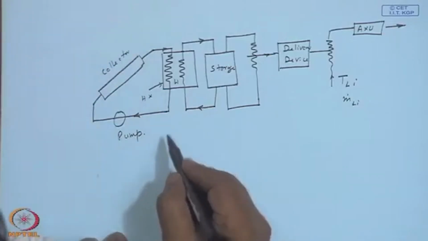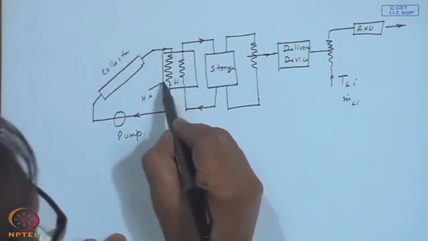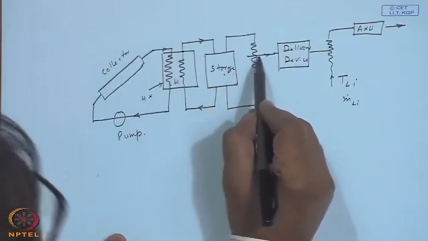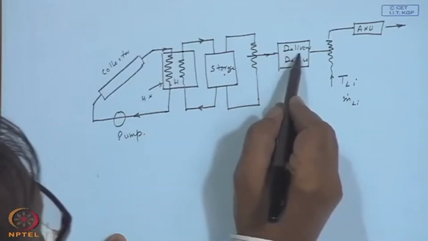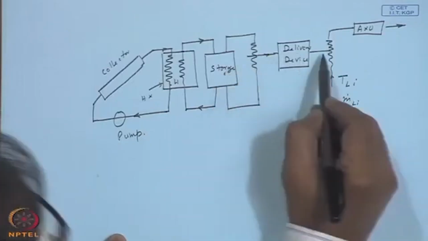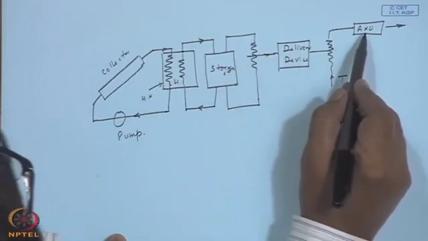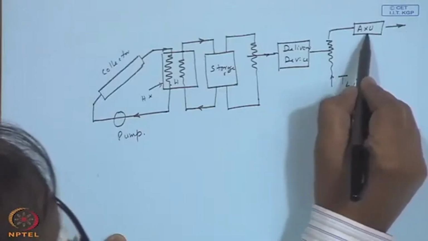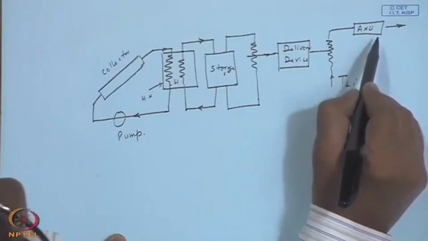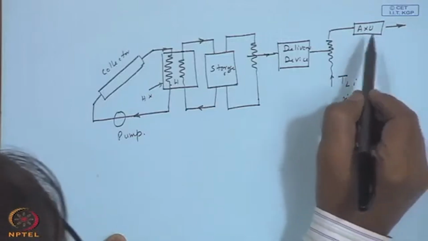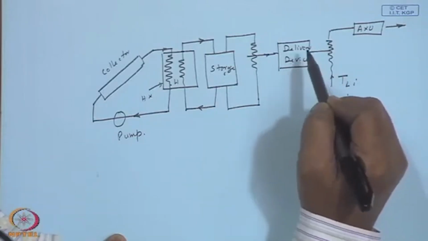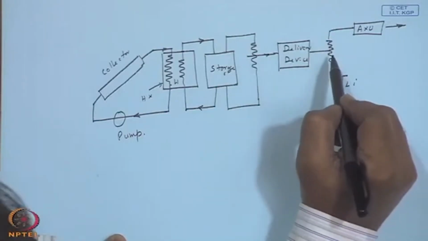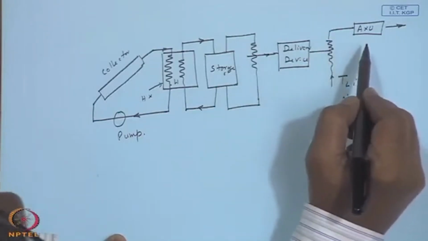You may or may not have this heat exchanger. It may directly be dumping the energy into the storage, and there may or may not be a heat exchanger in between the delivery device and the storage, and another sort of heat exchanger before it meets the load, and before it meets the load there will be an auxiliary. Auxiliary, it could be an electrical heating or a boiler, which will make up either for the quantity that is desired if my solar energy system is unable to supply, or make up for the quality.